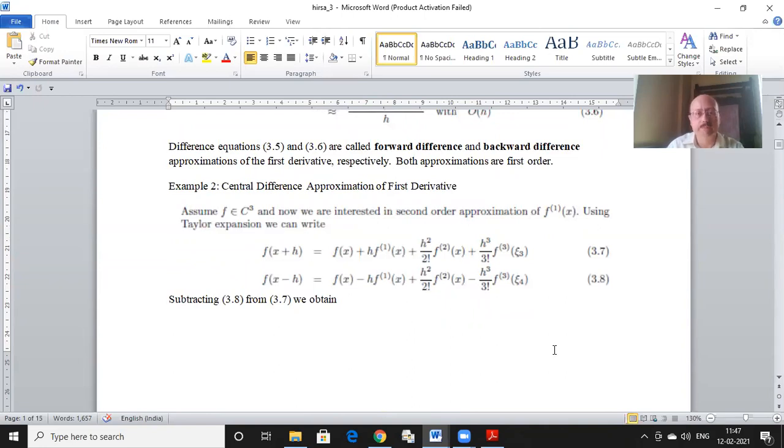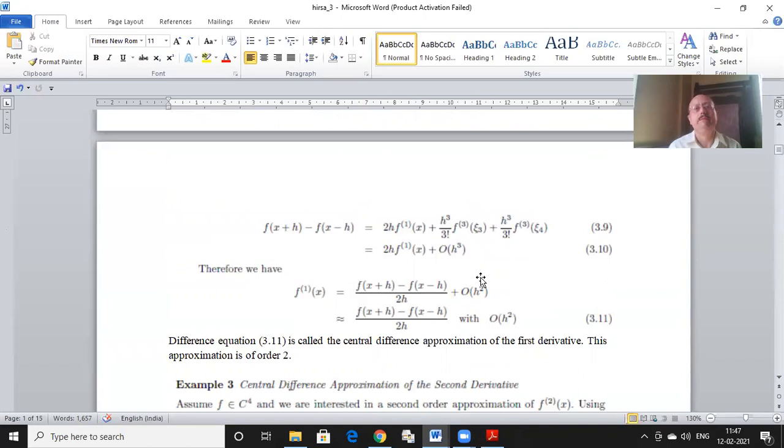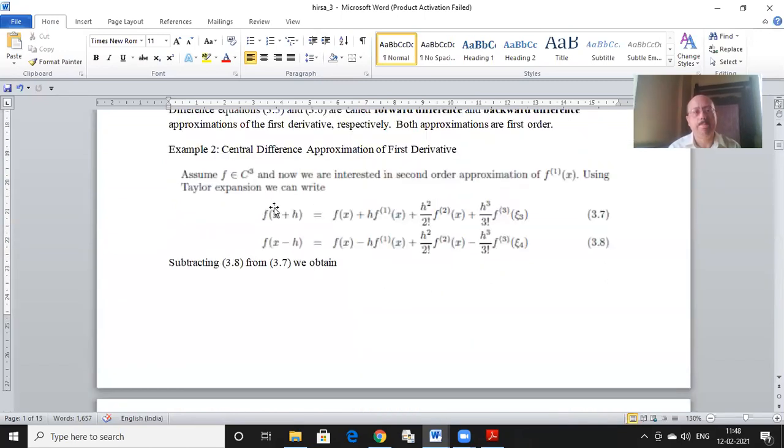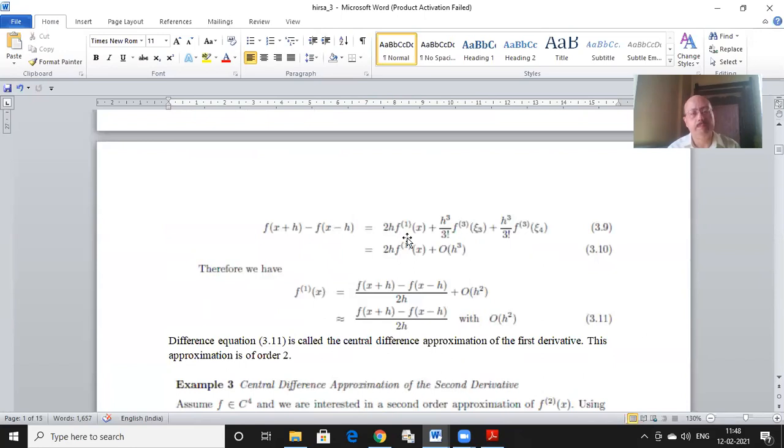Error will be h square. So again, I use Taylor series, but now I expand up to the second term, so I collect the third term onwards. In the forward expansion, I have taken the second derivative term explicitly and collected the remaining things. Similarly in the backward difference. If I now subtract 3.8 from 3.7, the first term and the third term will cancel each other out, so I will be left with twice the middle term, the second term, and the two errors.